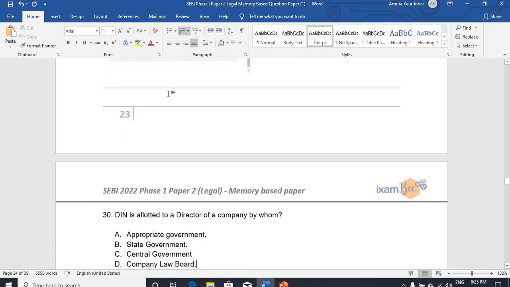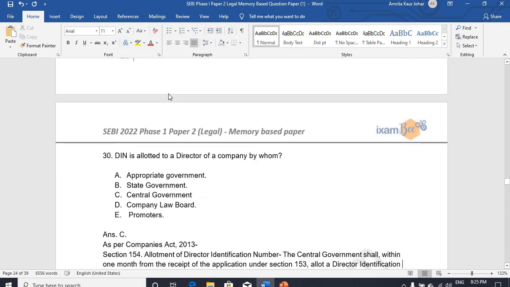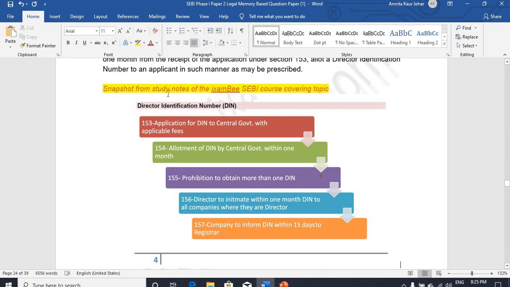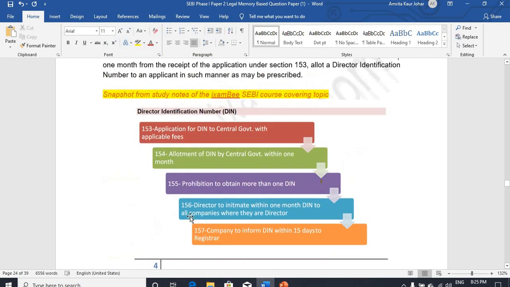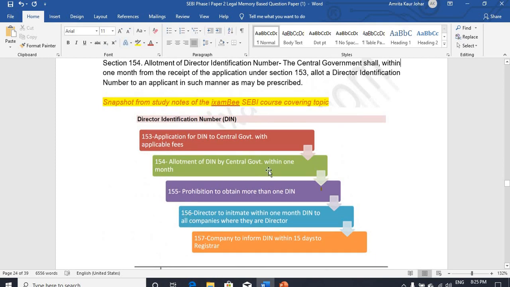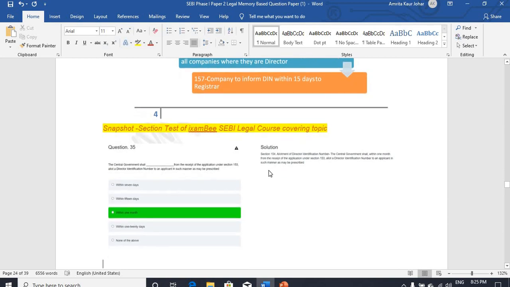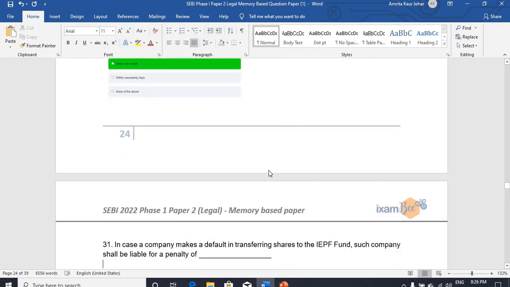Now, director identification number, DIN, is allotted to a director of a company by whom? Of course, the answer is again central government. You can see it is directly picked from section 154 of the Act. DIN is a topic covered extensively under ixamBee notes. You can see this is how well explained it is and very easy to understand and retain in mind. Also, we had a question in the section test that was there covering this topic.